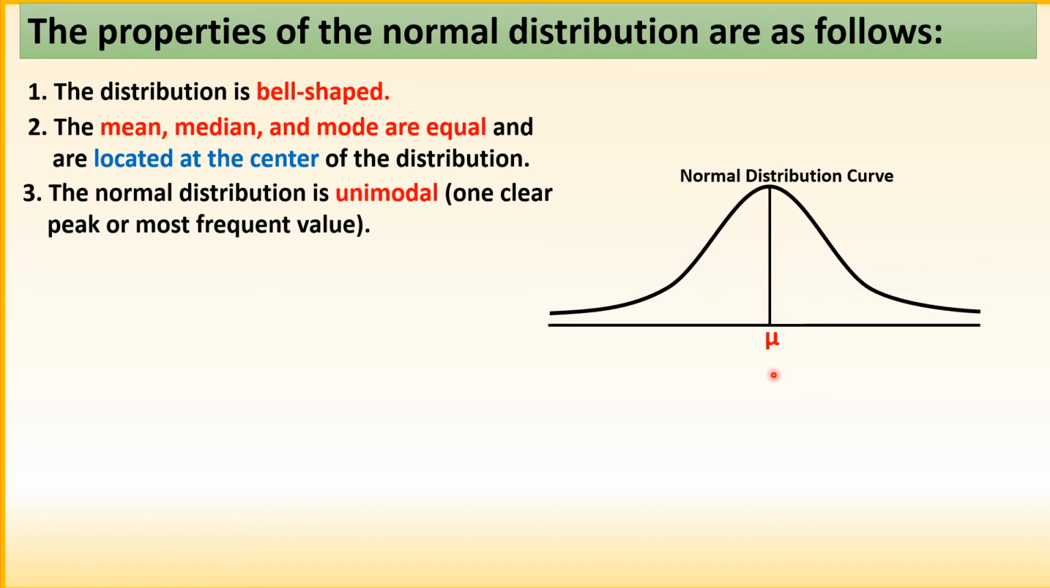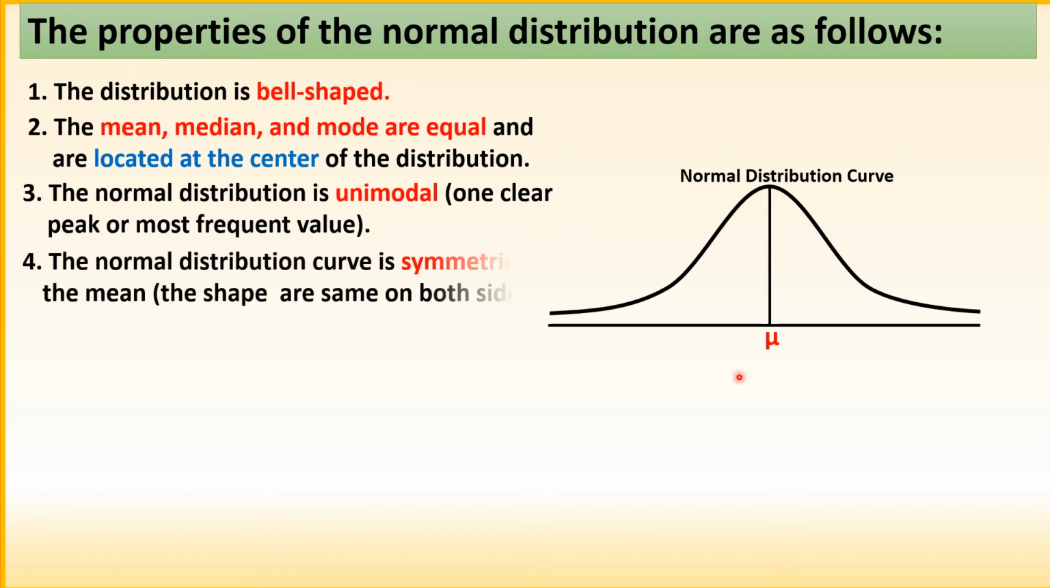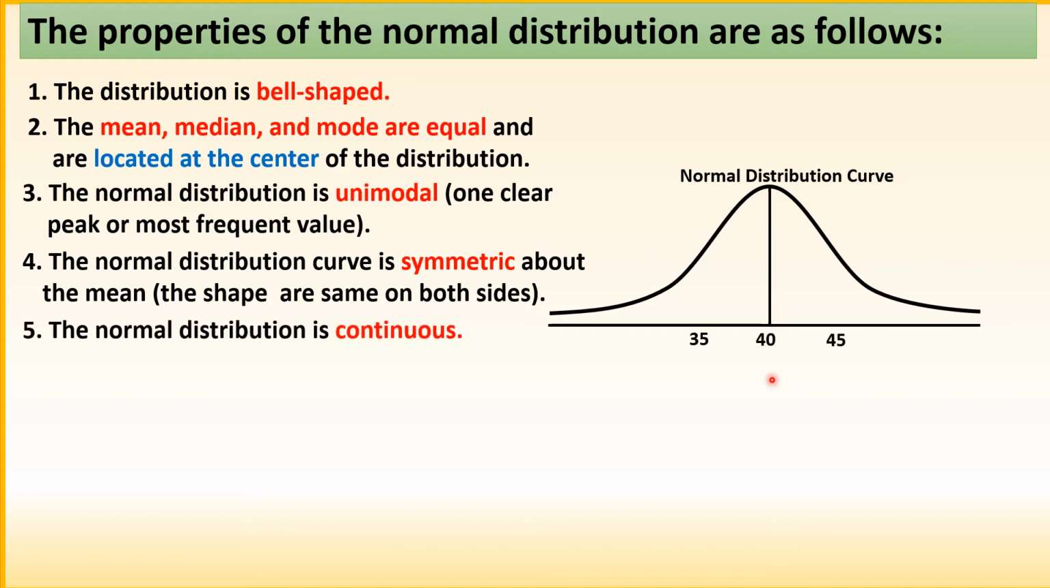Number 3, the normal distribution is unimodal. So kapag sinabi nating unimodal, one clear peak or most frequent value. So yung pinaka mataas sa curve. Number 4, the normal distribution is symmetric about the mean. Kapag sinabi nating symmetric, the shapes are the same on both sides. So kung ito ang ating mean, yung shape dito sa right side ay the same lang dito sa left side. So kung nakadraw siya sa isang papel at tinupi mo sa gitna, mapapansin nyo yung curve niya ay pareho lang.